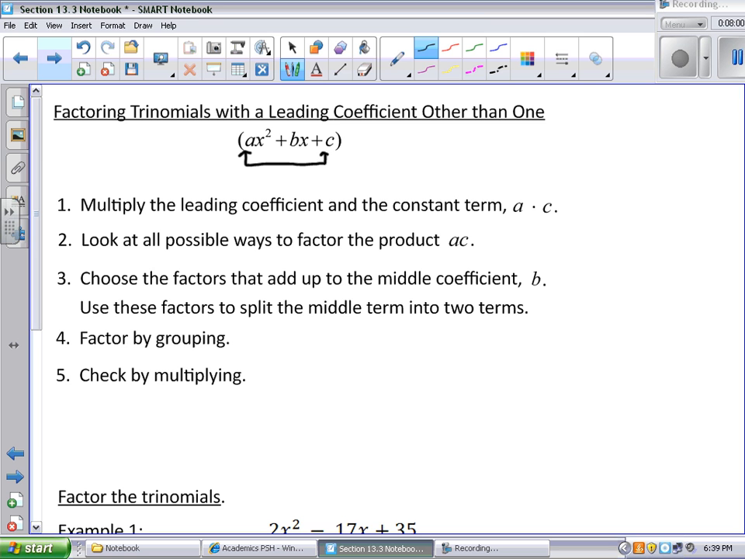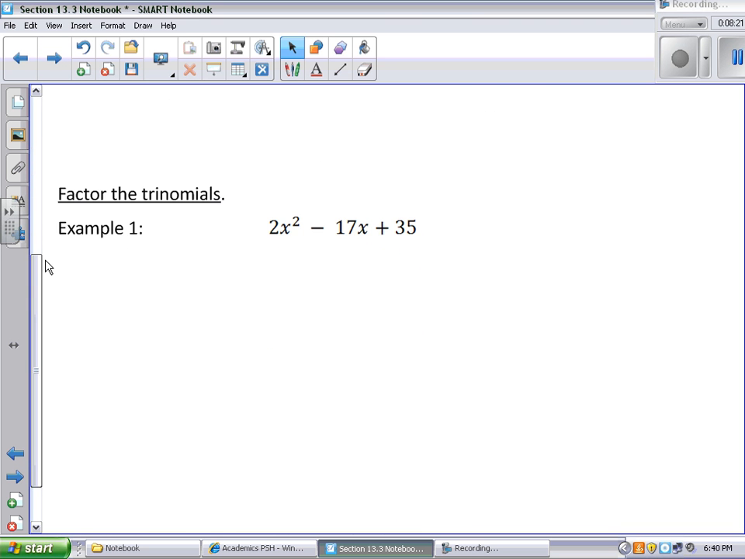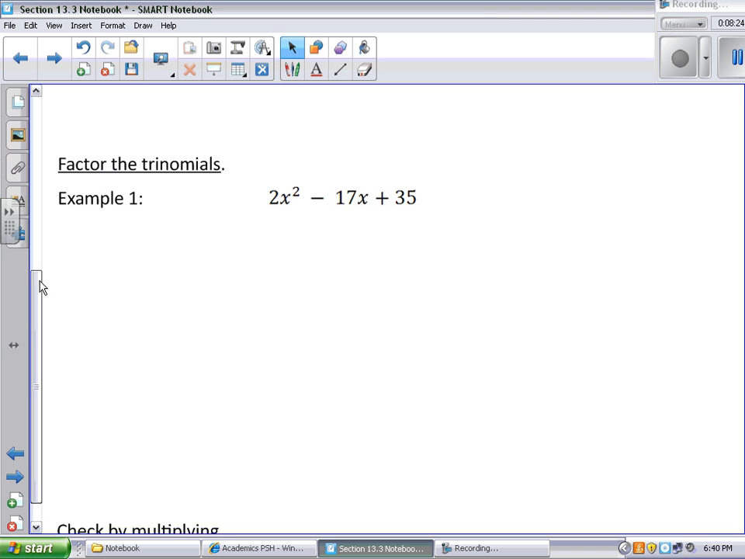Now we're going to use these factors to split the middle term into two terms so we can factor by grouping, and we can always go back and check by multiplying. There are other ways of factoring trinomials, but this is the most consistent. It has a really nice method. If you learn the method, it works on every trinomial that you will ever see.